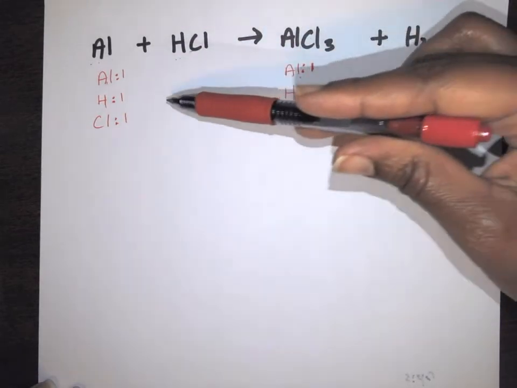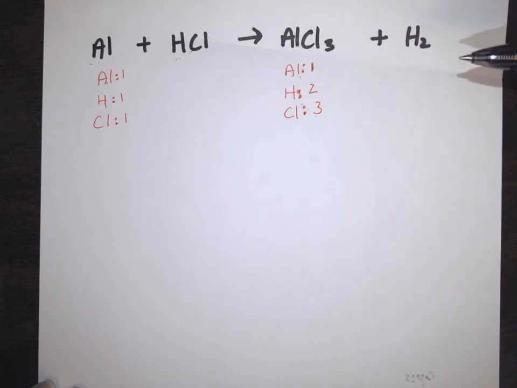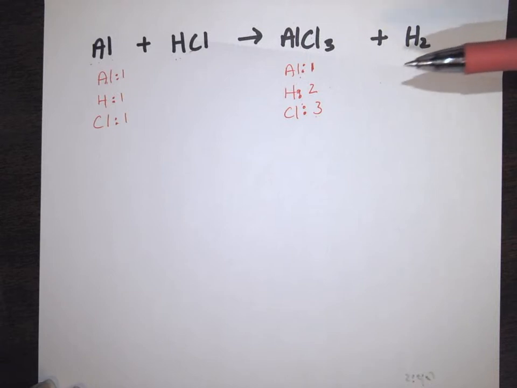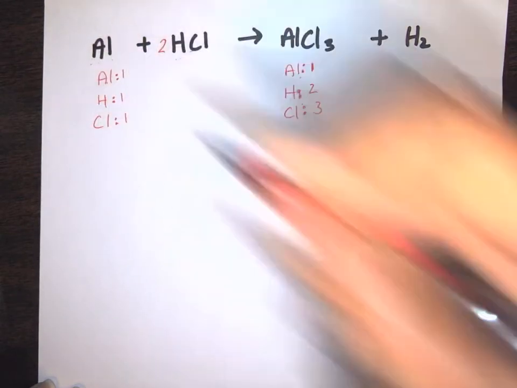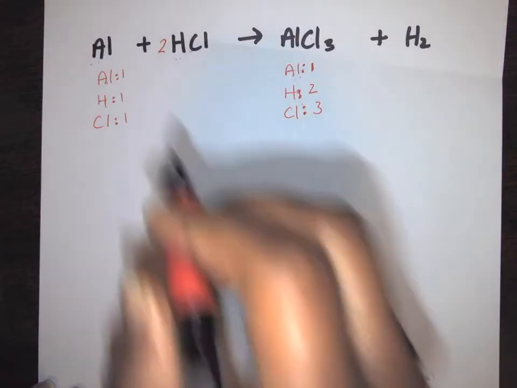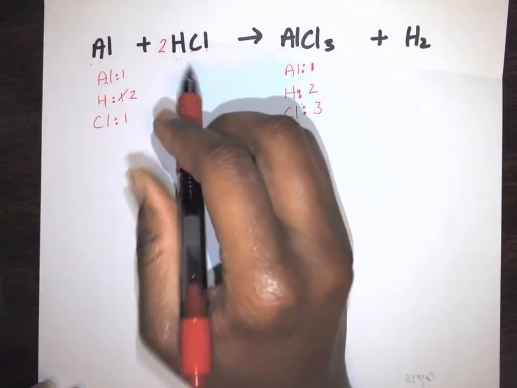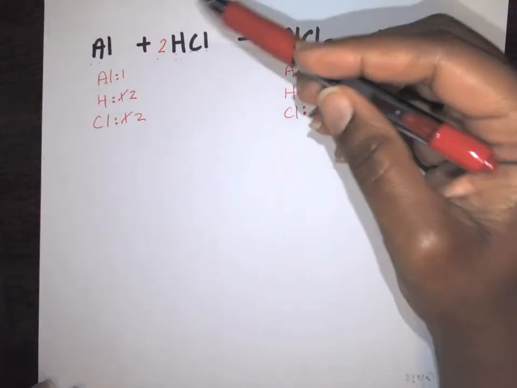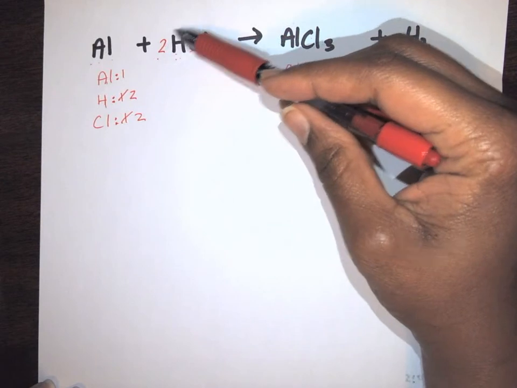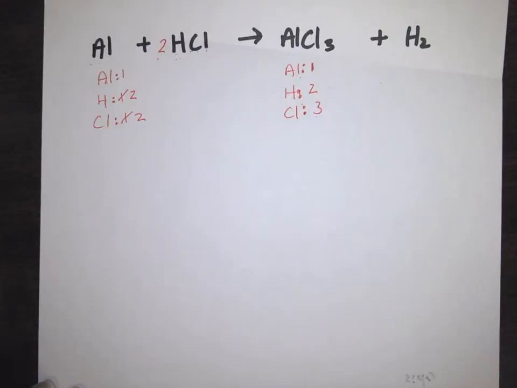Now, I want both to have the same number, so I'm aiming for both to have 2, and the only thing I can do to change that is to change the coefficient. Now, since I want 2 on the reactant side, I'm going to put a 2 in front of the reactant that has hydrogen in it. Now, that reactant is HCl, so the number of hydrogens will change to 2, but so will the number of chlorines, because I've just added a coefficient of 2 in front. Remember, coefficients distribute to the subscript, so 2 times 1 means I have 2 hydrogens, and 2 times an invisible 1 here means I have 2 chlorines.